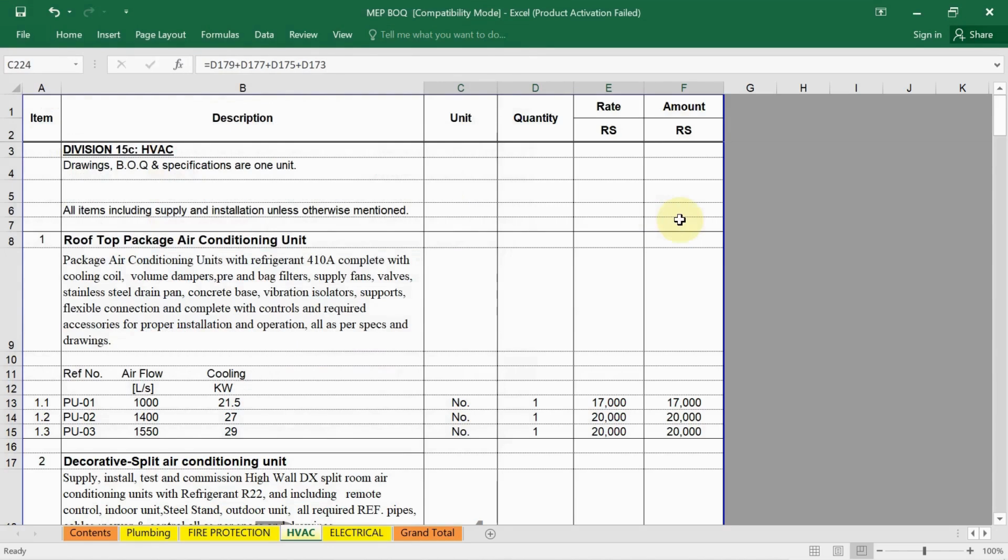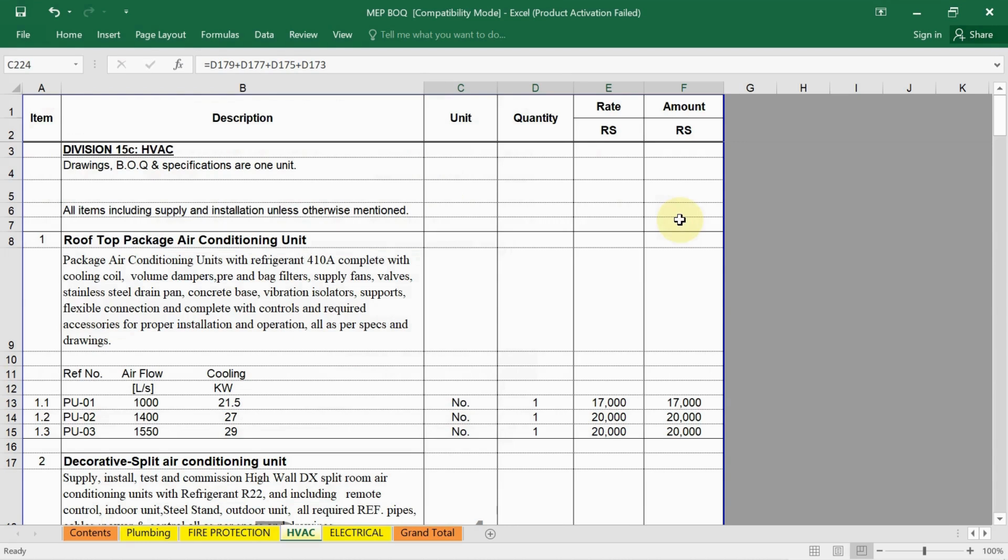So in this lecture, I will show you how to prepare a bill of quantity for HVAC work. Remember, preparing a bill of quantities for HVAC, heating, ventilation and air conditioning work involves detailing all the materials, equipment, labor and other costs associated with the HVAC system installation or maintenance. Here I will give you a step-by-step guide to prepare a comprehensive BOQ for HVAC work.